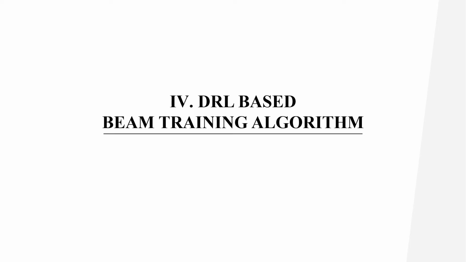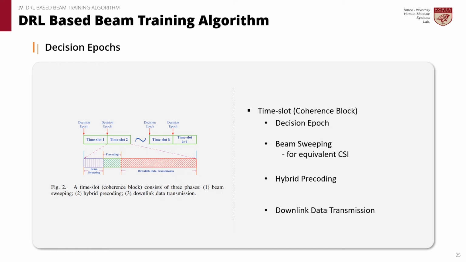DRL-based beam training algorithm. To integrate DRL and beam training, they started by formulating the problem of beam training as an MDP. This is an epoch. To avoid estimating channel vectors directly, beam sweeping is required to acquire the equivalent CSI. Due to the use of beam sweeping, a time slot is divided into 3 phases: beam sweeping, hybrid precoding, and data transmission.